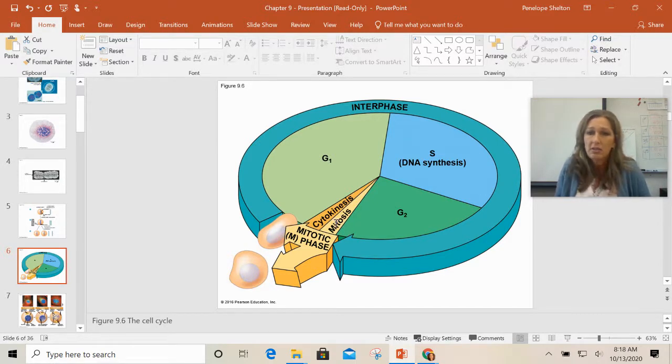So mitosis is a very systematic, step-by-step process, and we need to make sure we generally understand the major steps of how that happens. So mitosis technically is division of the nucleus to create 2 identical nuclei.